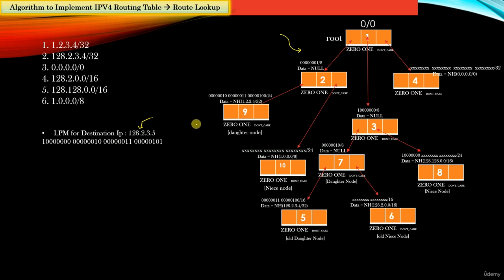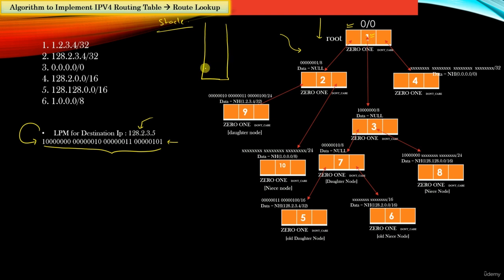So the very first thing that we need to do is to convert the given IP address into its equivalent binary form. So this is the binary form of this IP address, which is a 32-bit address. Now we will parse this 32-bit IP address into this mtry data structure starting from the root. Now note that the route lookup algorithm uses an intermediate data structure called a stack. We start our search in this mtry data structure from the root as usual.